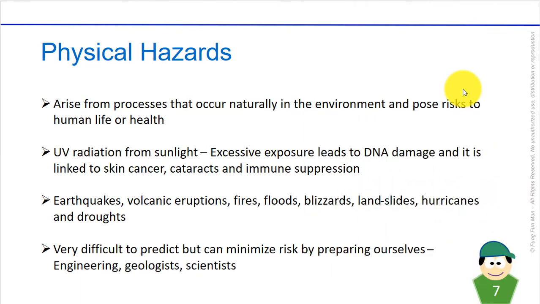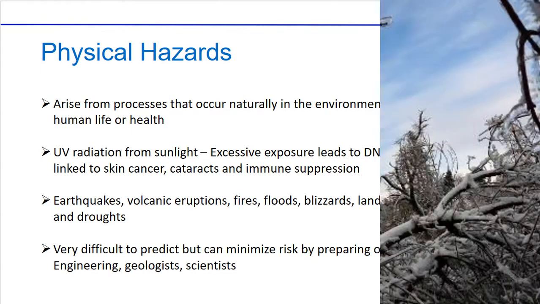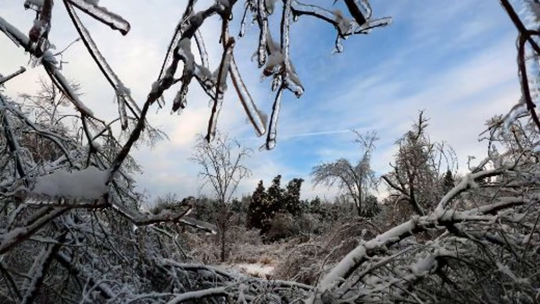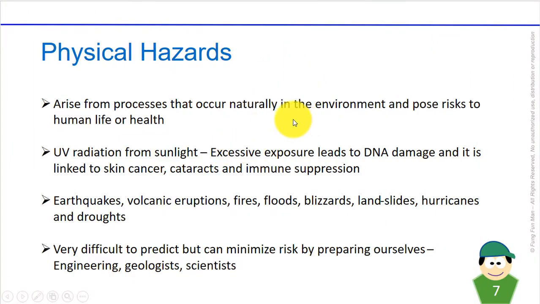Now there are other physical hazards that are discrete events, like earthquakes, volcanic eruptions, fires, floods, blizzards, landslides, hurricanes, you name it: Hurricane Maria, Irma, Harvey, droughts. We can do little to predict the timing of these natural disasters, and we cannot prevent them because they're so natural. But we can minimize the risk by preparing ourselves.